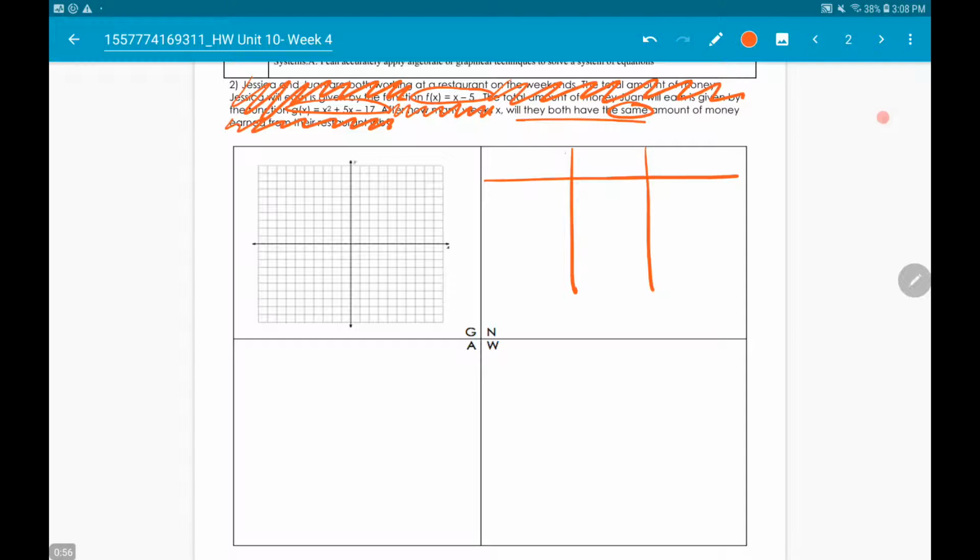Okay, so I'm looking for where they intersect or where are they the same. Now, when we're working with a quadratic, since there's a squared, we want to check to see if there's one answer or two answers. So it might intersect in two places, it might intersect in one. So I have x squared plus 5x minus 17 and x minus 5.